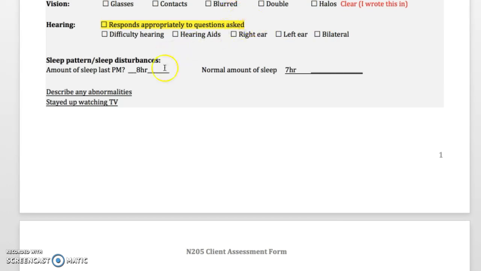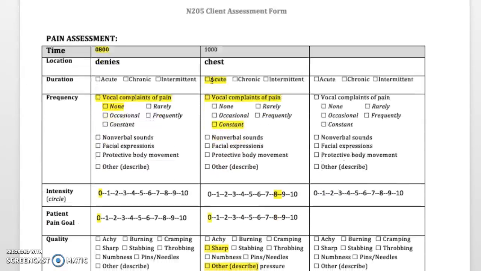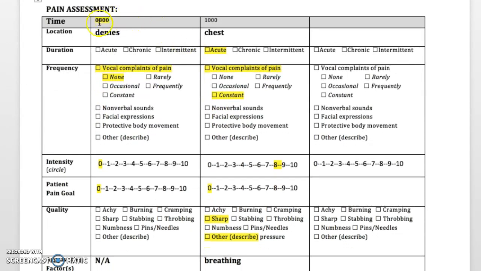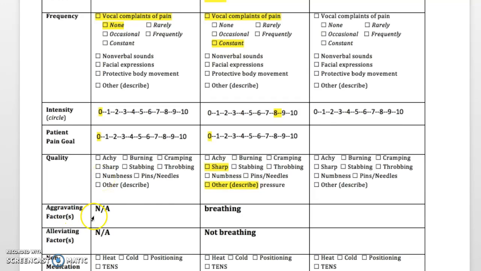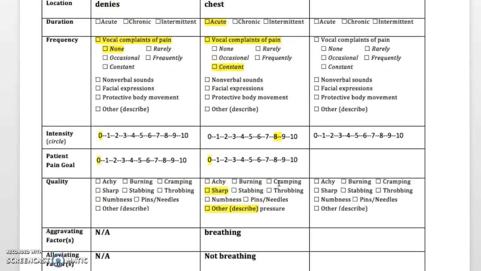Responds appropriately to questions. We do need to know how much they slept. It is becoming like the 5th vital sign or something. For pain, you want to include the time that you asked them their pain. If they deny pain, write denies, but also check vocal complaints of pain and none. Then we would circle that they have 0 amount of pain and that our goal is still going to be 0. These alleviating and aggravating factors are going to be NA or not applicable.